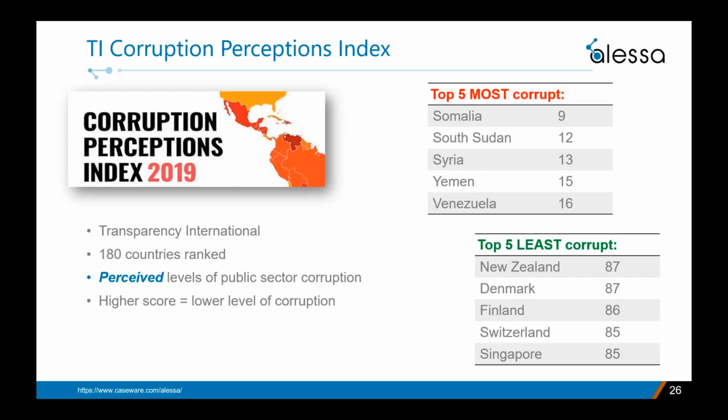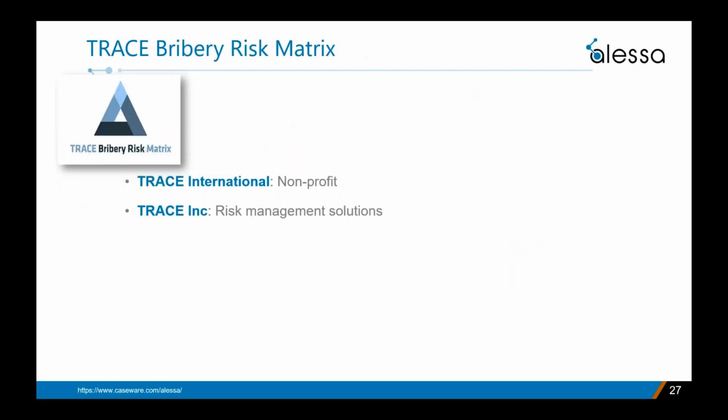So now let's talk about the second data source, the Trace Bribery Risk Matrix, and then we'll go into how you might incorporate these into a simplified model. If you're not familiar with Trace, it's actually two entities. One, Trace International, is a 501c6 nonprofit business association, and it provides multinational companies and their commercial intermediaries with anti-bribery compliance support. The other entity is Trace Incorporated, which provides third-party risk management solutions.